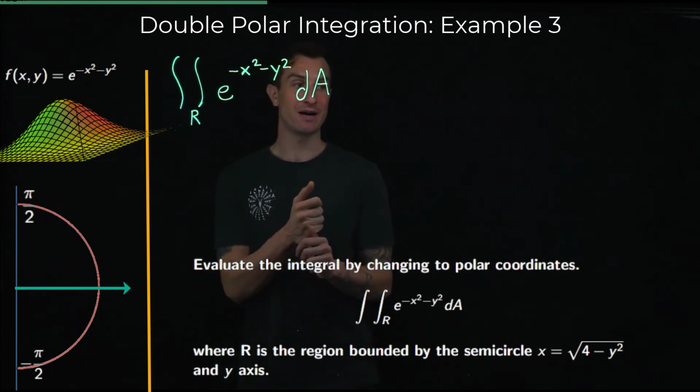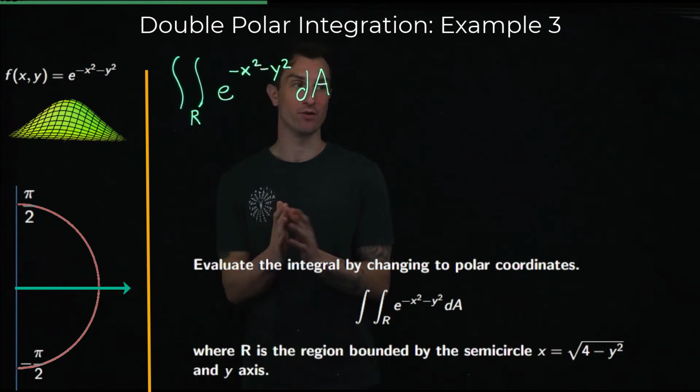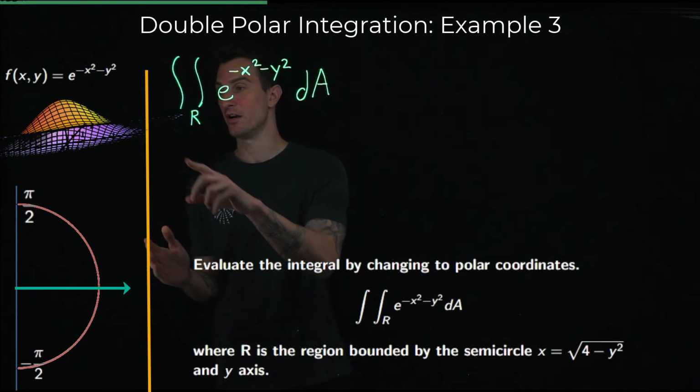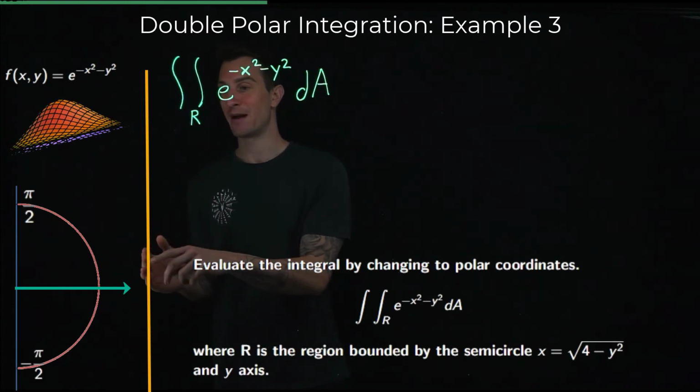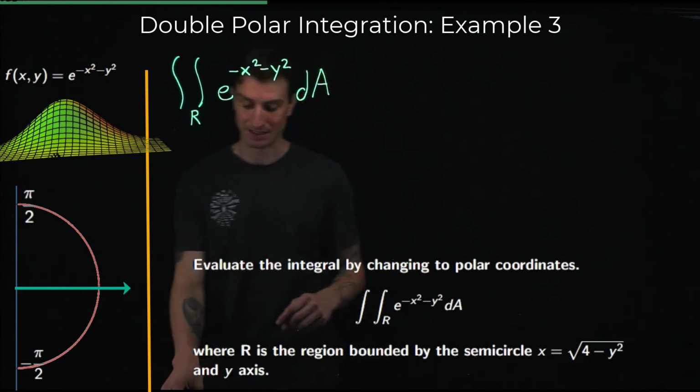Well, if we only have positive x values, right, what kind of semicircle do we have? Well, all the positive x values, we're going to have this half semicircle over here where we're bounded between negative pi over 2 and pi over 2, right? So we have all of our bounds just from that one piece of information.